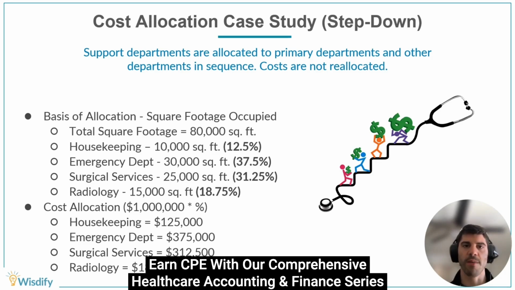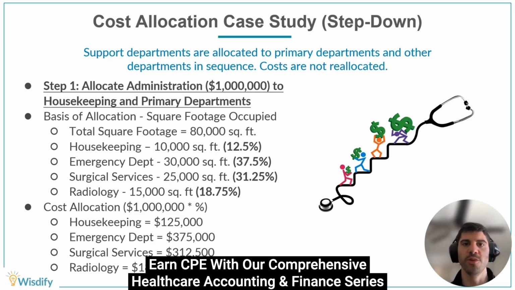The beginning of this problem will look fairly similar to what we did under the direct allocation method. The biggest difference is that now we're also going to recognize the square footage of the support departments in addition to the primary care departments. But we only do this one department at a time. So for step one, when we want to allocate the admin costs, the total square footage moves up from 70,000 to 80,000 because we need to determine how much of those costs are going to get allocated to the housekeeping department. Once we understand that, the process for performing the calculations is virtually the same.